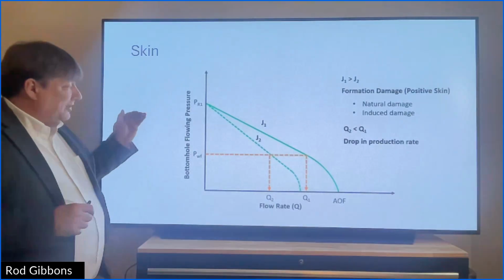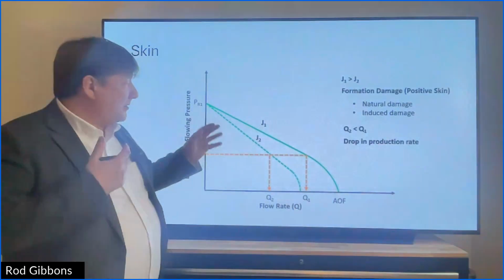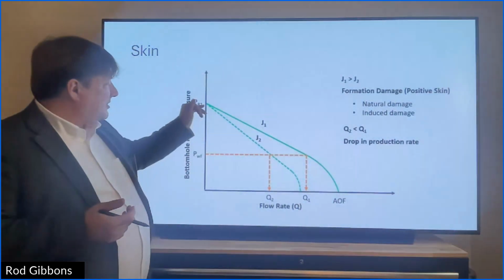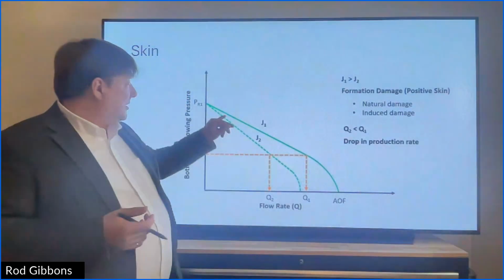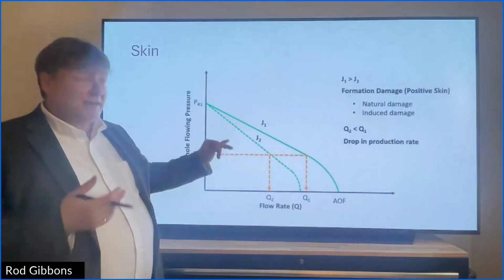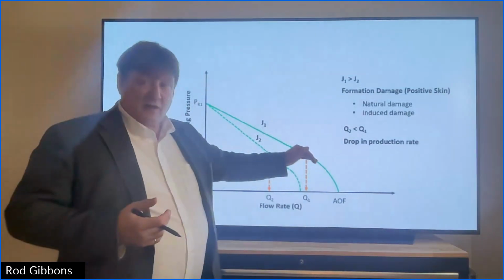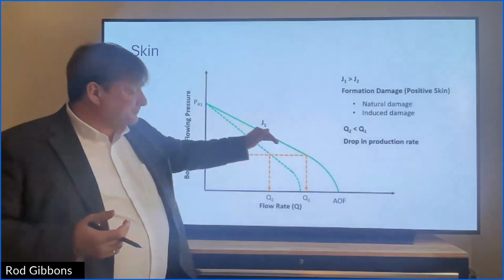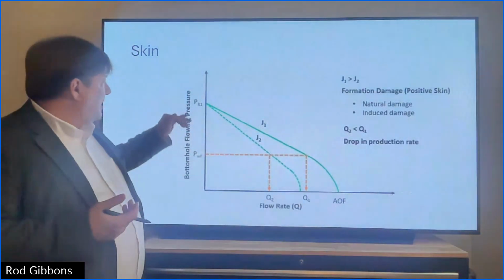Skin damage. So what does plotting this up tell us? So we have our initial conditions. Maybe when we first brought the well on, we did a step rate test. We flowed at different rates, and we got a curve, a line. And you produced the well for a little while.